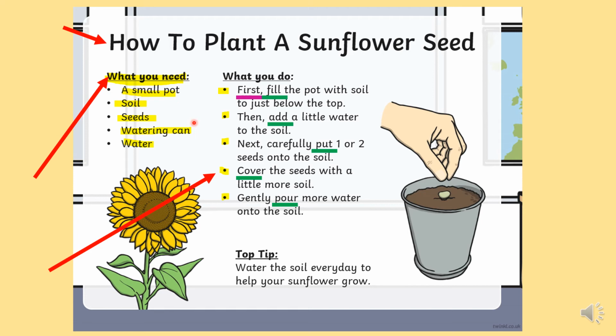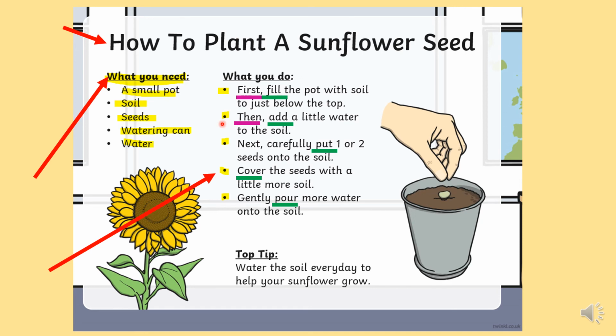Now, up here, I've underlined a word in purple. Let's see if we can read it. First. This is a time word, and it's a time conjunction. It tells us when to do something. The word first tells us we should do that at the beginning. That is the first thing we should do. It shouldn't be done later on or in the middle. It should be done at the beginning. So that's the word first.